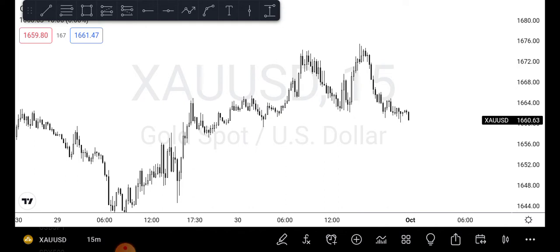So today we'll be looking at the relative strength index, which is one of the most used indicators in trading.